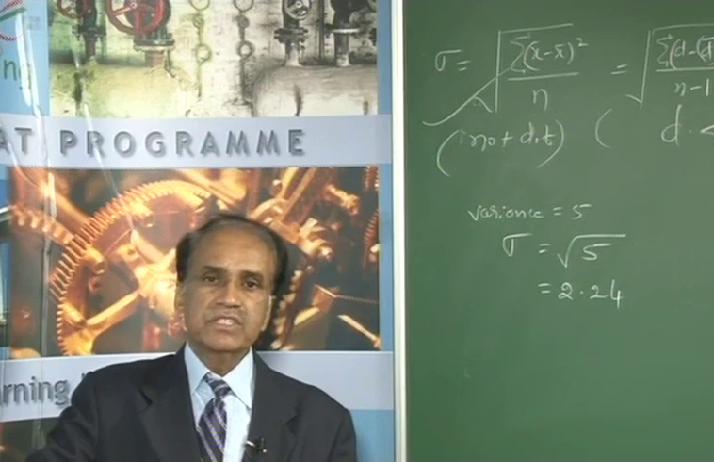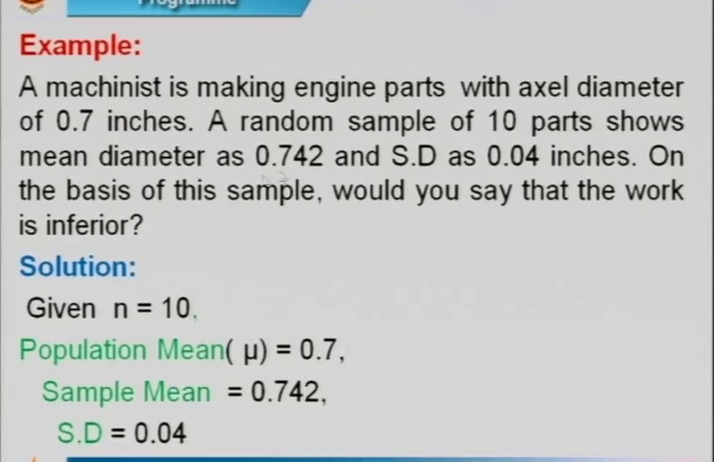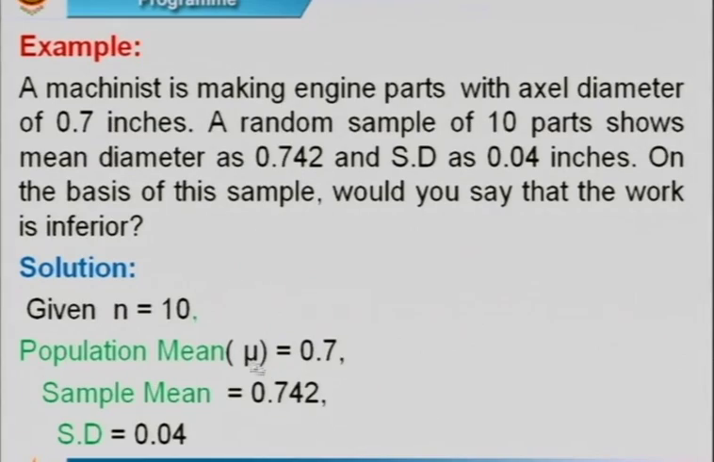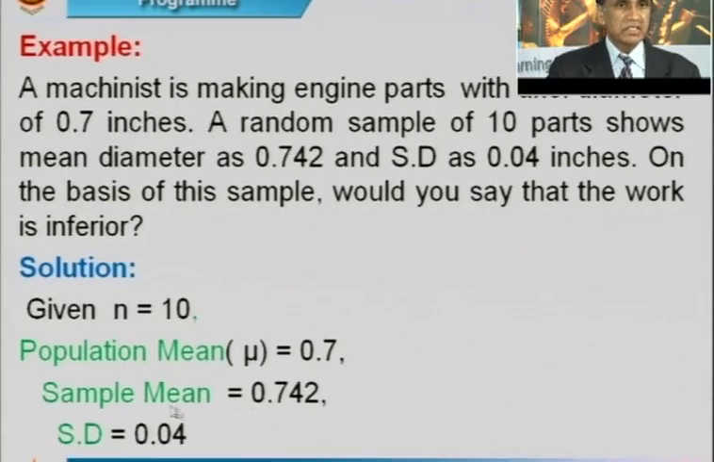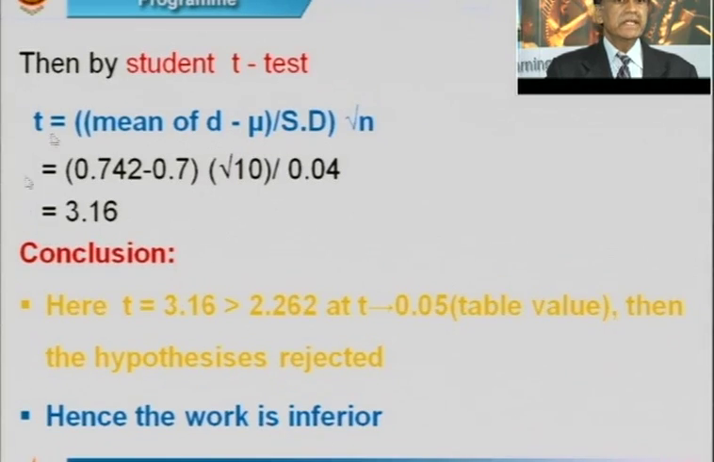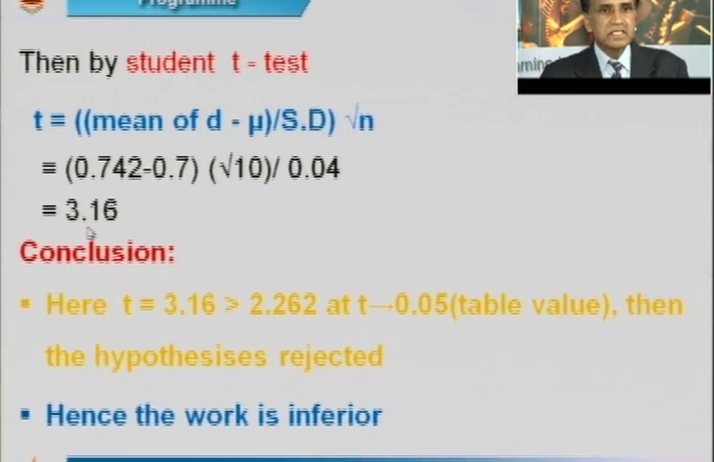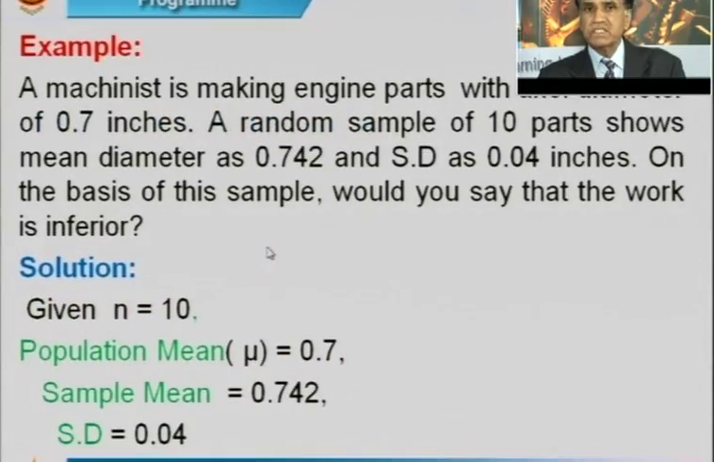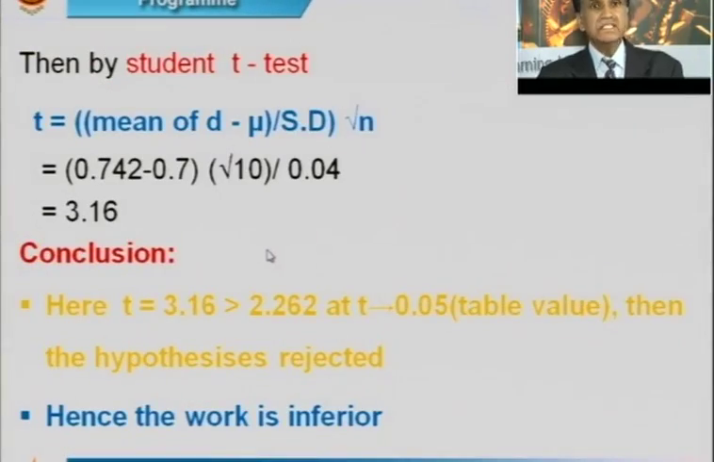Now the next situation in this problem: all the calculated values are given. The only thing you have to do is assign the proper symbols and then go for the application of the t-test equation. That is, n equal to 10, population mean is 0.7, sample mean is 0.742 and standard deviation is 0.04. Then t is equal to sample mean minus population mean divided by standard deviation, multiplied by root of n. Then it comes to be 3.16. The total sample he has drawn is 10, so degrees of freedom should be 10 minus 1, that is 9.